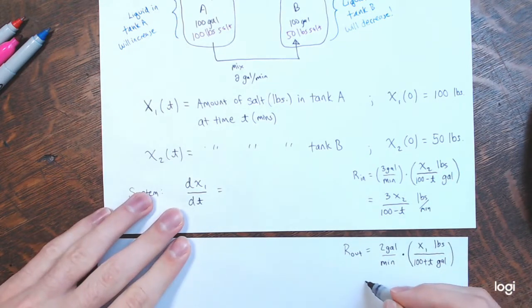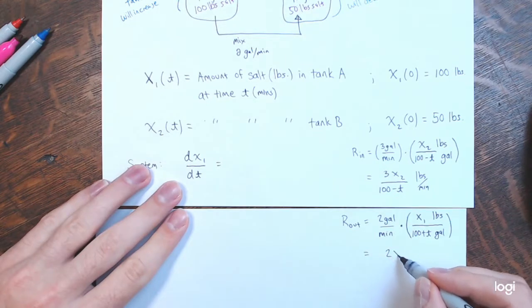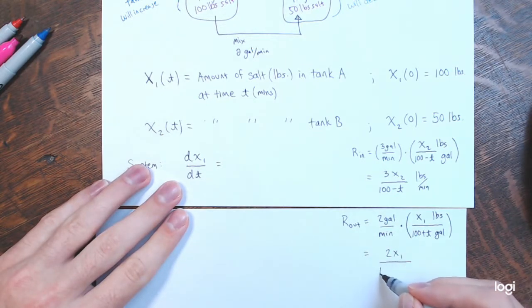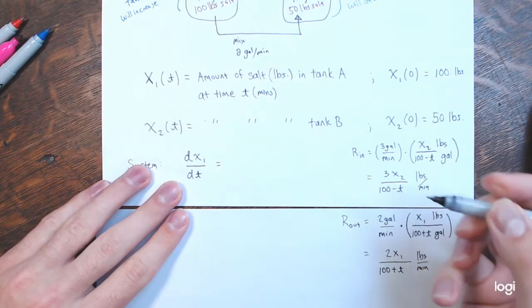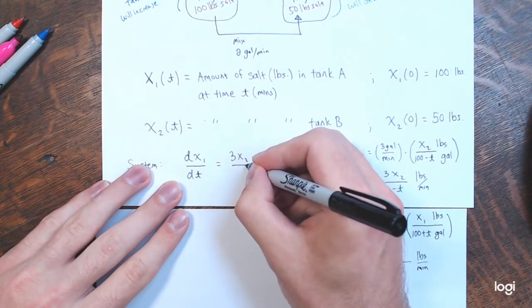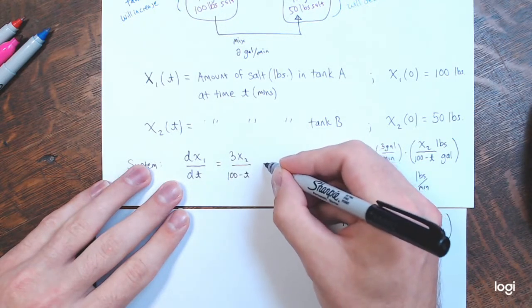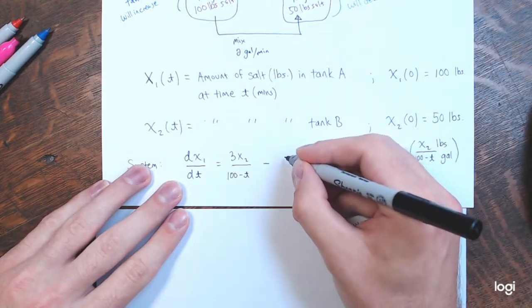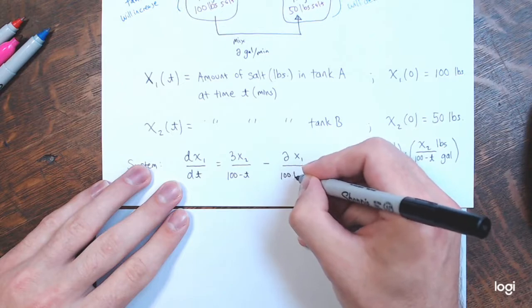So the rate at which salt is exiting tank A would be 2x1 divided by 100 plus t pounds of salt per minute. And we subtract these. So dx1/dt would be 3x2 over 100 minus t, minus the rate at which it's going out, 2x1 divided by 100 plus t.